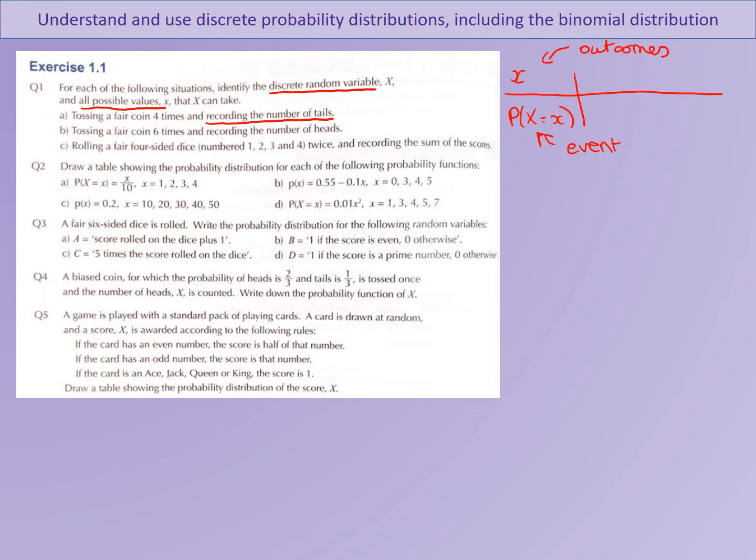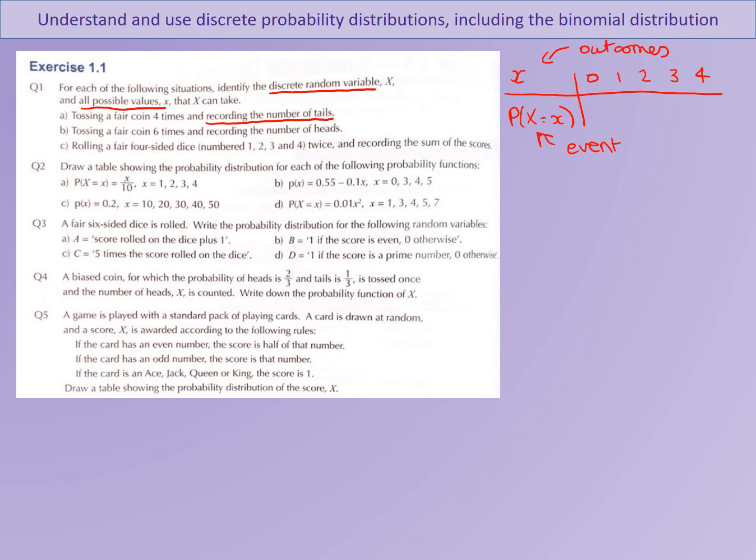You could get either 0, 1, 2, 3 or 4 tails. So the little x would be between 0 and 4.